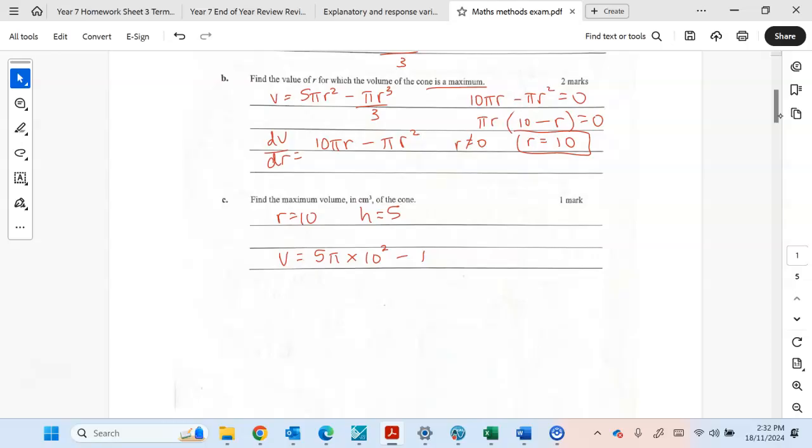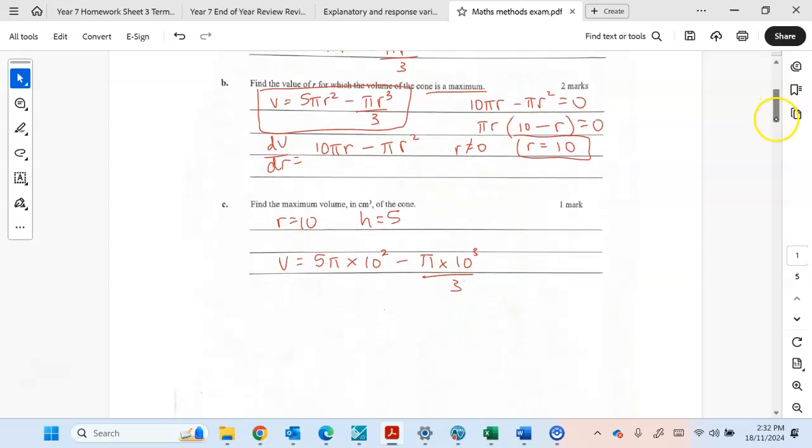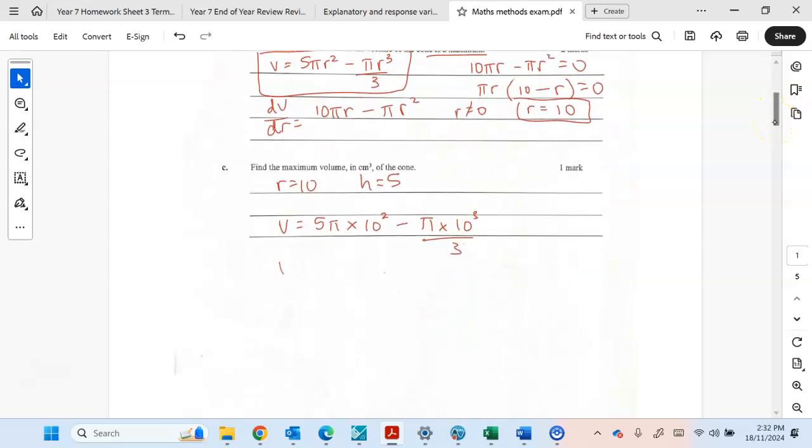I don't need to have H. Sorry, I'm just realizing as I go. 10 cubed over 3. So I'm substituting it into this volume formula, but you could also substitute it into our original volume formula. So the same thing, doesn't actually matter. All right, so 10 squared is 100, 5 times 100, sorry.